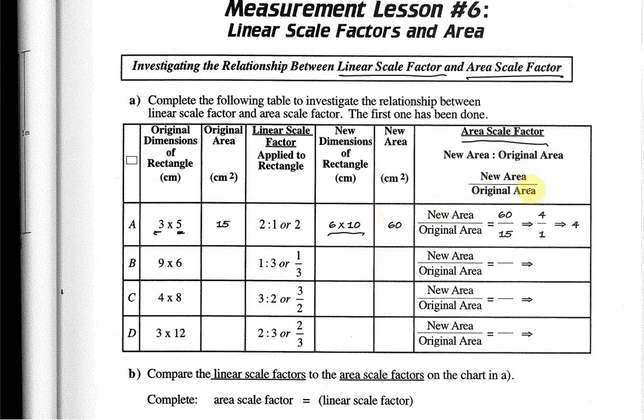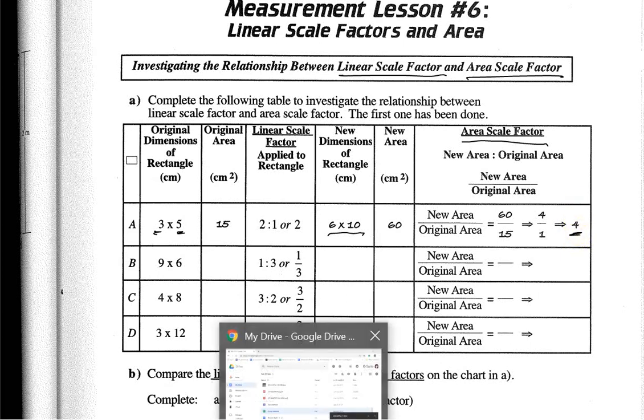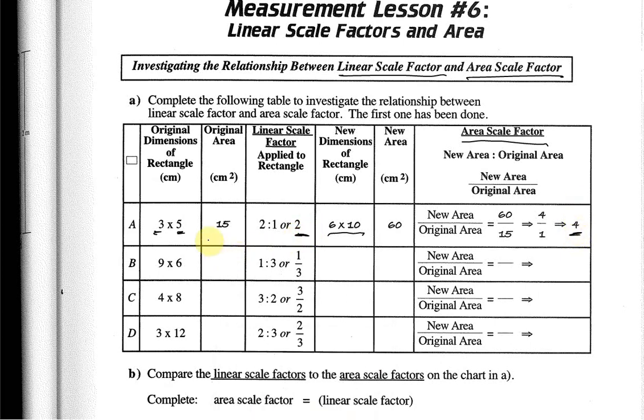Now you can find the scale factor by taking the new area and dividing it by the original area. You can simplify your fraction to 4 over 1 or just 4. Now take a look at this number 4 and see if you can determine a relationship between this area scale factor and the linear scale factor. We're going to continue to the next rectangle.